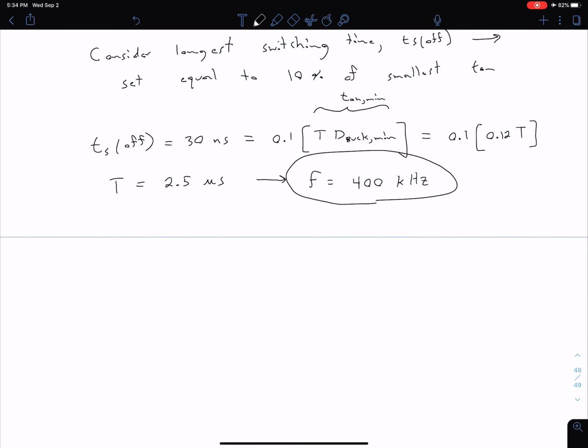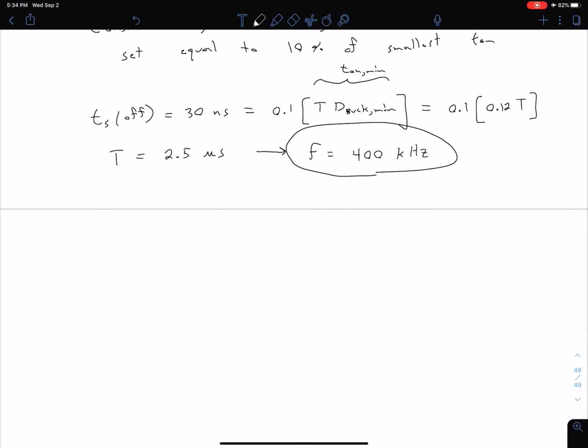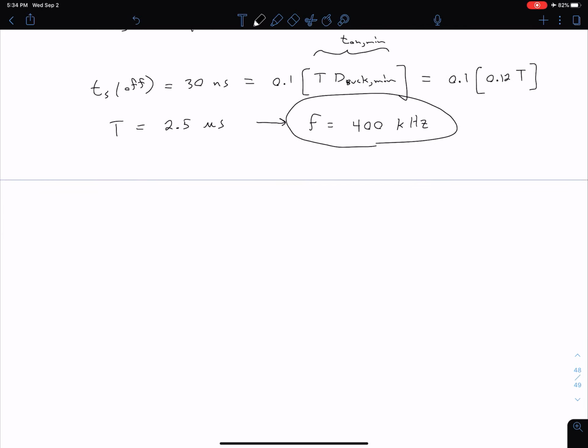Okay, so now we know our switching frequency. So as I've mentioned before, we don't have any specification for V ripple. So no specs for V ripple or for our I ripple.